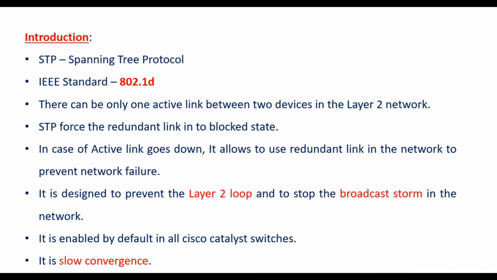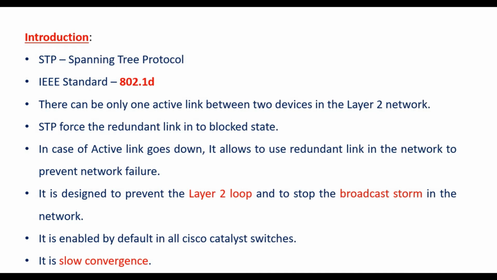So basically, STP prevents the layer 2 loop and stops the broadcast storm in the network. At the same time, it allows us to have the redundant link. Okay, but still, though we have a redundant link in the network, only one link will be in active state and the redundant link will be in the block state. Only once the active link goes down will the redundant link become active.